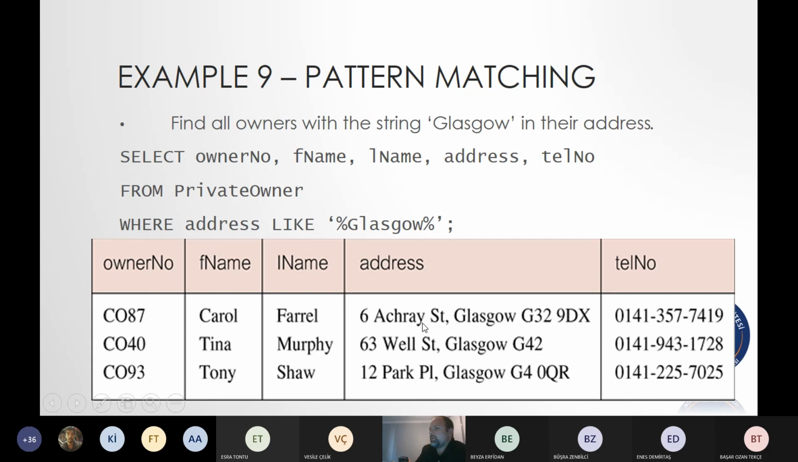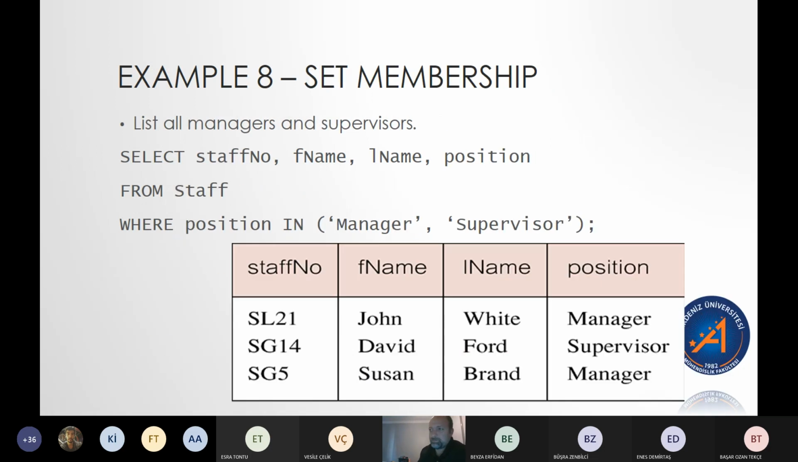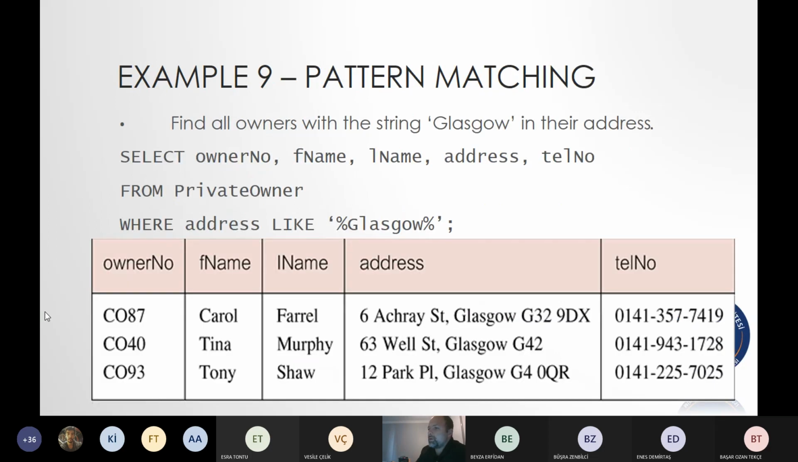Okay. Now, what we're saying is any number of characters before, then the word Glasgow, then any number of characters after. And this percent can be 0 or more. Which means the string could start with the word Glasgow, and that would be okay. We would still get it. The string could end with the word Glasgow, and we would also get it. The string could be just the word Glasgow, and we would get that as well. But anything that doesn't have this word in it does not get returned.